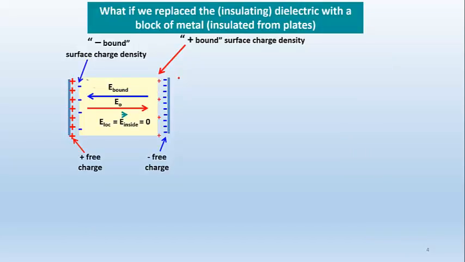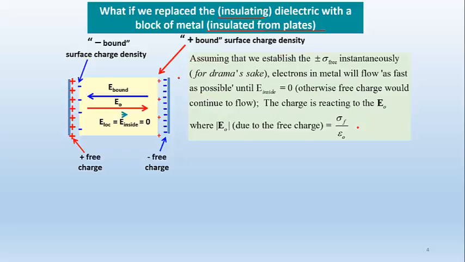So let's ask the question, what if we replace the dielectric, which is an insulator, with a big block of metal? We want to make sure it's insulated from the plate so we can apply the charges on the outside here. So pretend now that this is a metal, and let's ask what happens. Well, first of all, we establish again the plus and minus sigma free, and let's pretend that we do this instantaneously. This is for drama's sake.